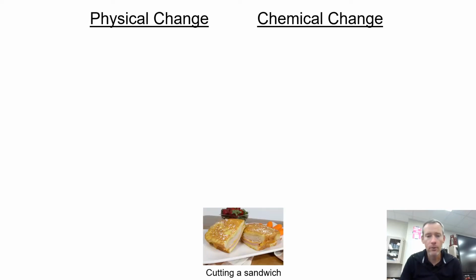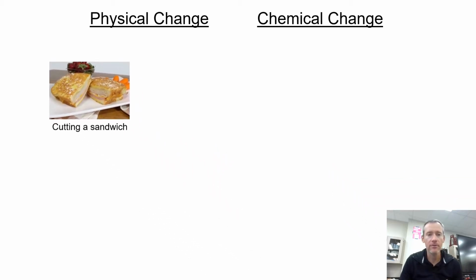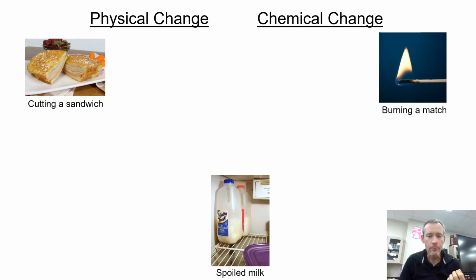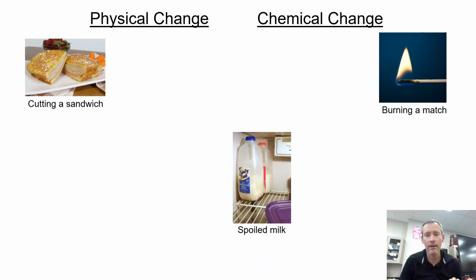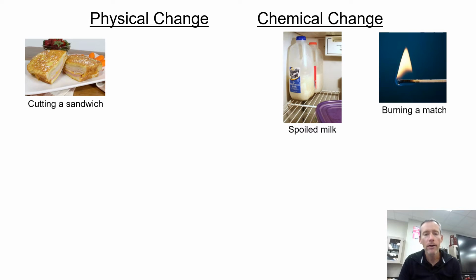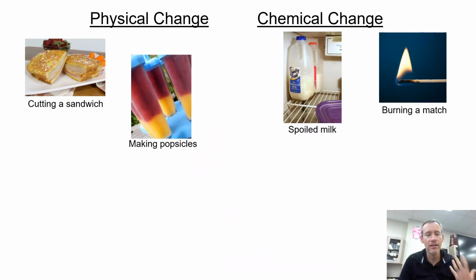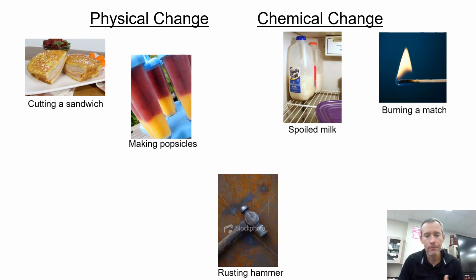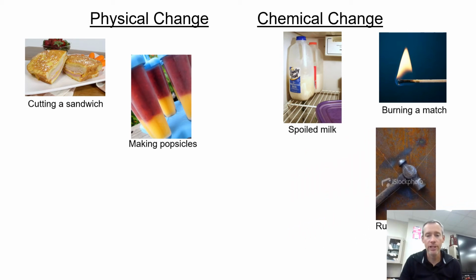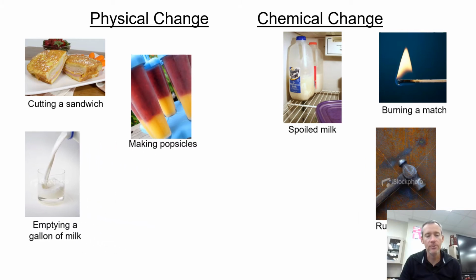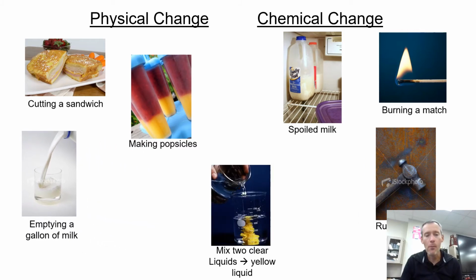So quick review: cutting a sandwich, you said physical, it's correct. Burning a match is chemical. Spoiled milk, chemical, because you can't get that back to regular milk. Making popsicles, physical change, you're just changing a liquid into a solid. Rusting of a hammer, again, rust is going to be a chemical change, changing color. Emptying a glass of milk, that's physical, you still have milk.